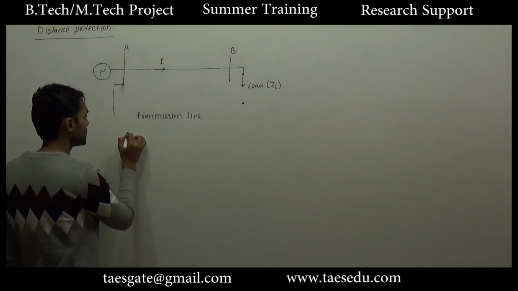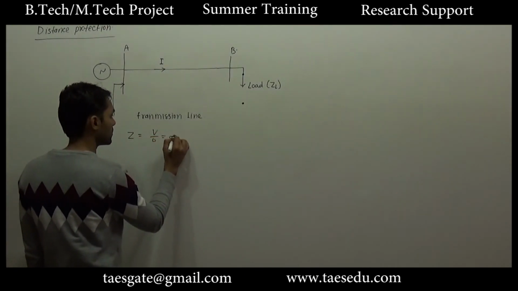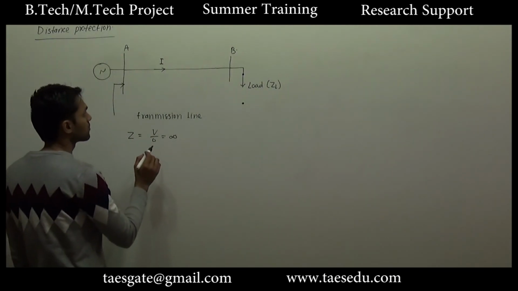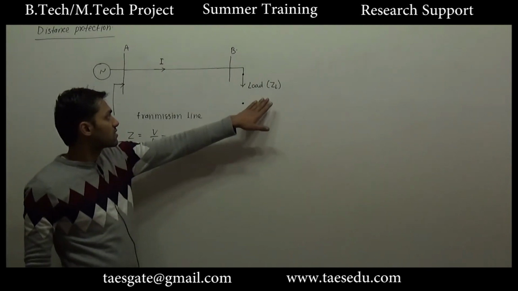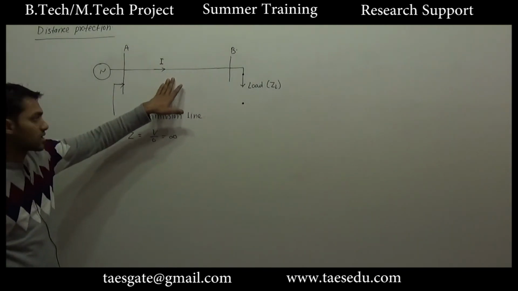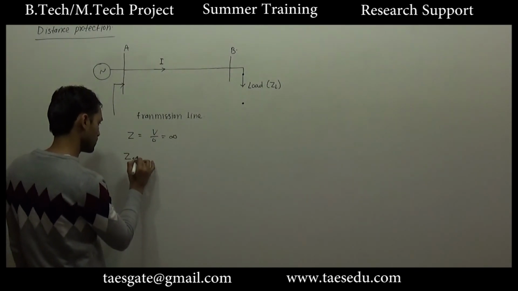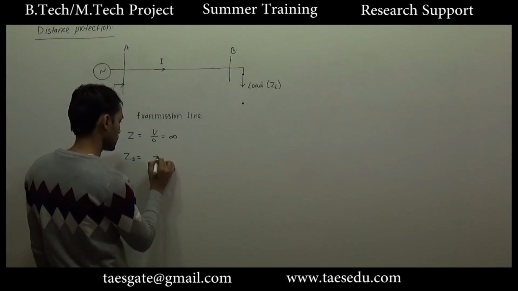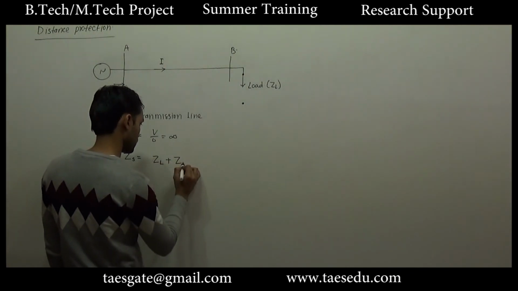So the impedance seen by the source will be V divided by 0, this will be infinite. If a load is connected here, the total impedance seen by the source will be the impedance of the load and the impedance of the transmission line. In that case, the impedance seen at the source will be the load impedance plus the impedance of the transmission line.